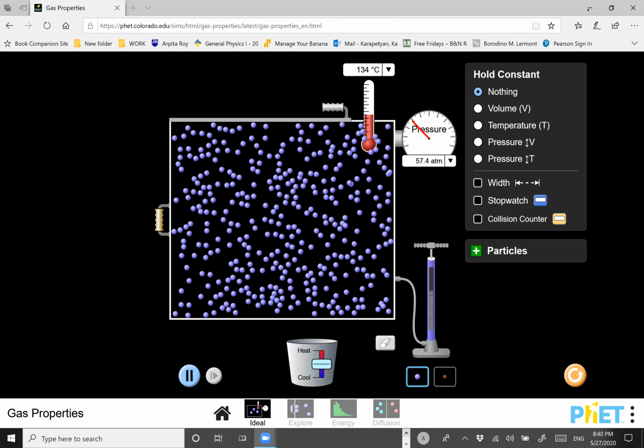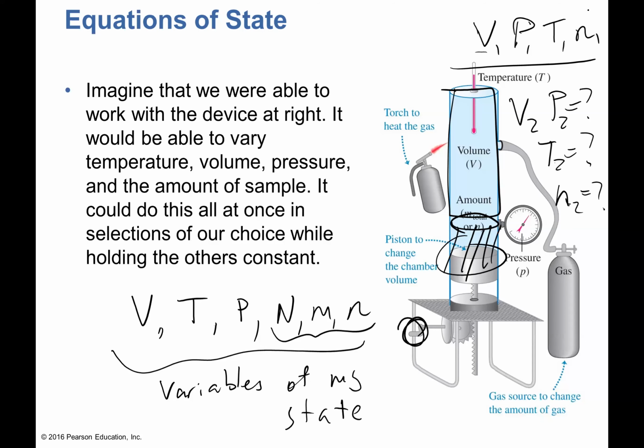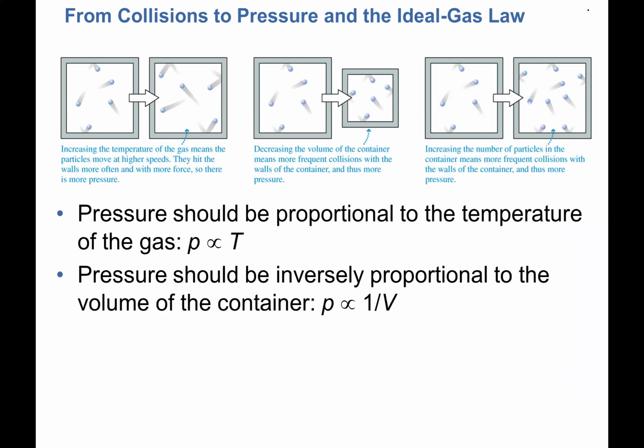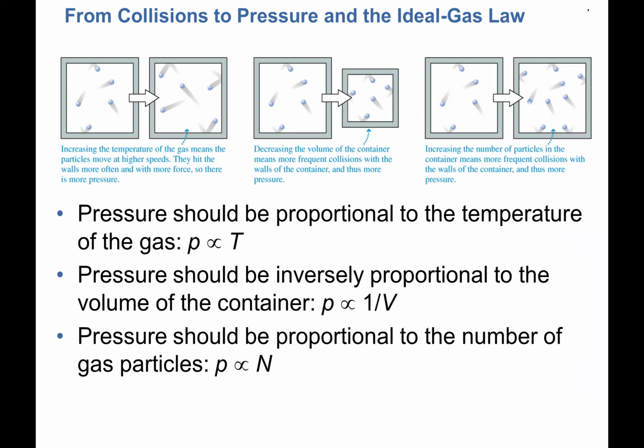Okay, so what I have here gives us all that. Pressure should be proportional to the temperature of the gas, as we noticed. Pressure should be inversely proportional to the volume of the container. Again, we saw that. And pressure should be proportional to the number of gas particles. We also saw that in the simulation. That means pressure is proportional to the number of molecules, temperature, and inversely proportional to the volume. Okay. So when we go from proportionality sign to equal sign, we usually introduce some kind of constant.